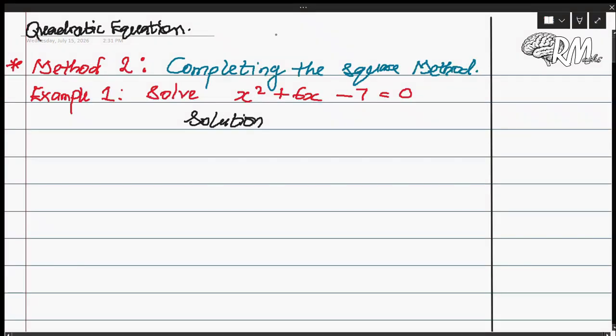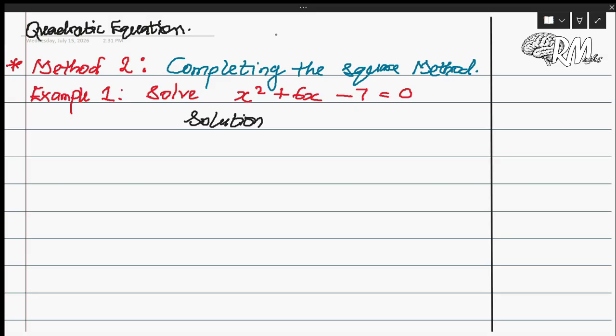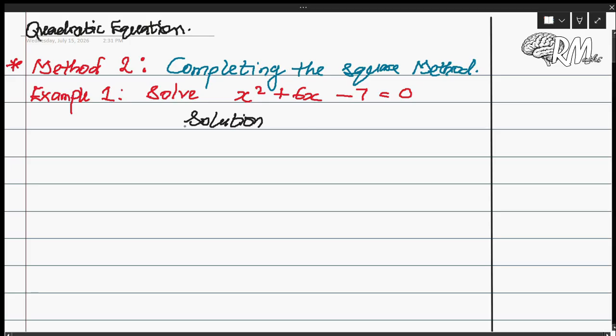Method 2, the completing the square method. Let's see how we can solve this question. We say solve x squared plus 6x minus 7 equals 0. Now let's see how to solve this question.